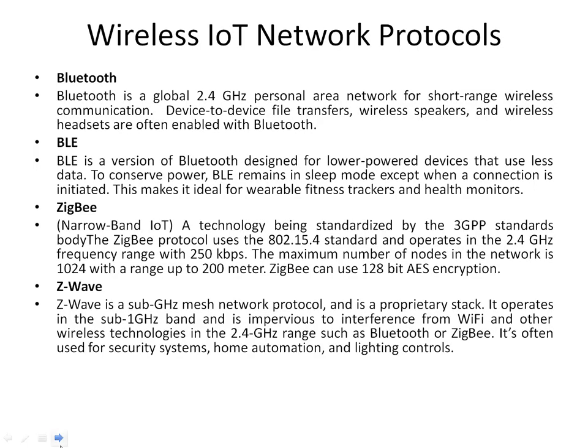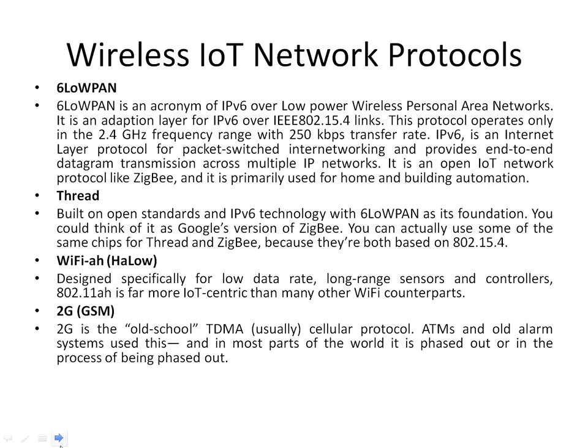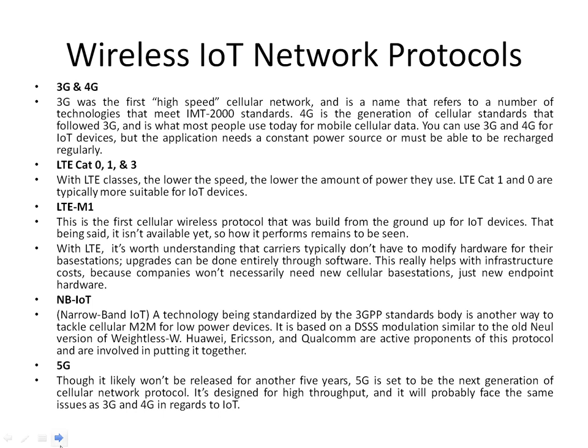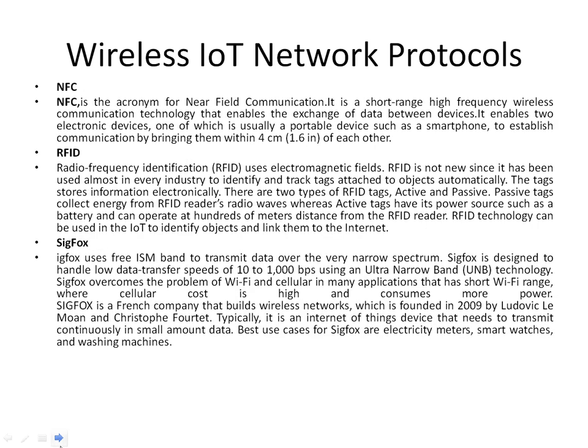The wireless IoT network protocols include Bluetooth, BLE, ZigBee, Z-Wave, LoRa, Thread, and Wi-Fi, then 2G, 3G, 4G, and LTE (Long Term Evolution), and then NB-IoT and 5G. 5G is the next generation of cellular network protocol. Designed for high throughput, it will probably face the same issues as 3G and 4G with regard to IoT.